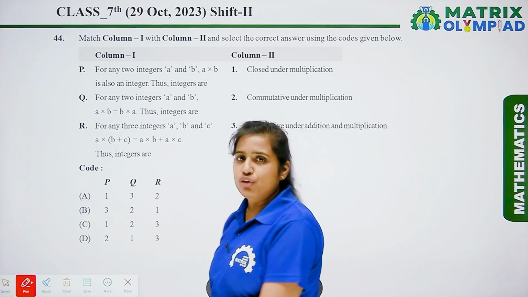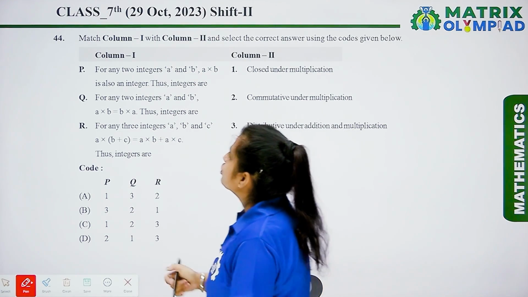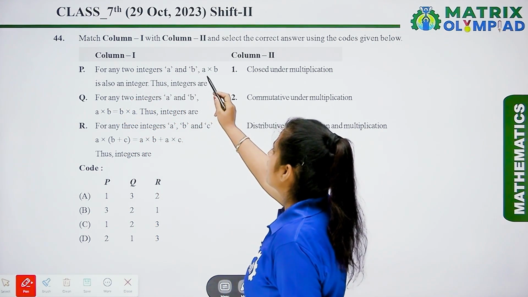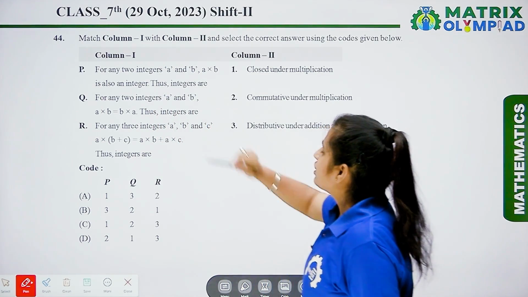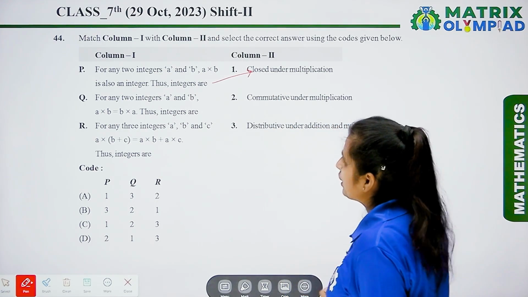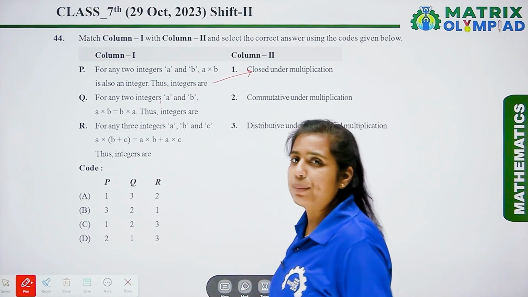In question number 44, we have to match column 1 with column 2. In column 1, we have: for any two integers a and b, a multiplied by b is also an integer, thus the integers are closed under multiplication. So we have to match with the correct properties.